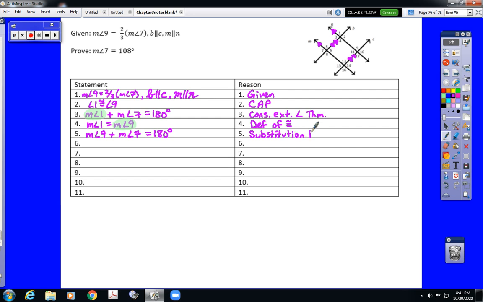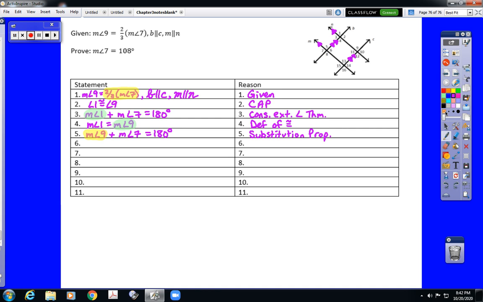Now the reason why that is useful is because now, using that equation in step 5, and my equation I was given, angle 9 is 2/3 the measure of angle 7, I can get to an equation that only contains one variable, the measure of angle 7. So what I do is I take my given, which says that the measure of angle 9 is equal to 2/3 the measure of angle 7. I take this, and I plug that in for angle 9 in step 5.